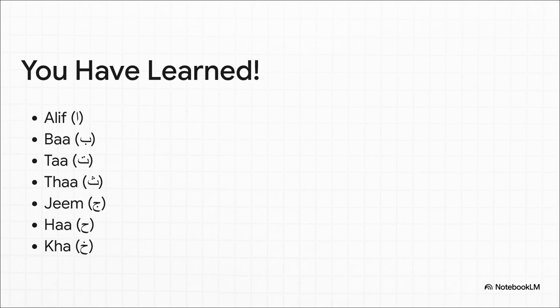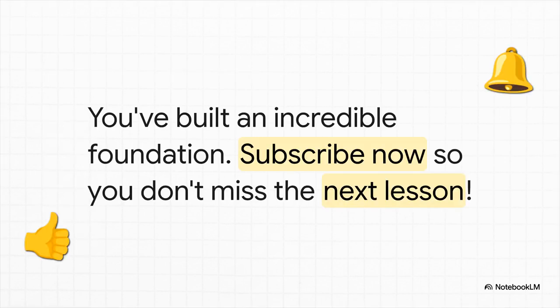Let's just pause for a second and recap what you've just done. In just these few minutes, you've learned 7, count them, 7 Arabic letters: Alif, Ba, Ta, Tha, Jeem, Ha, and Kha. You know what they sound like, what they look like, and the basic rules for how they connect. That is a massive first step. You should be really proud of that. You've built this amazing foundation today.